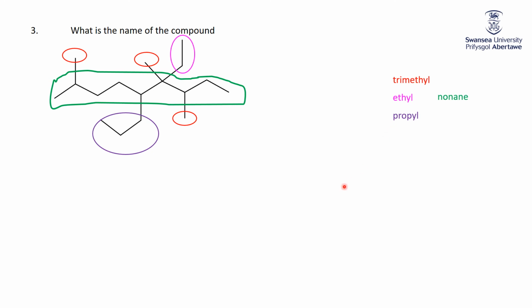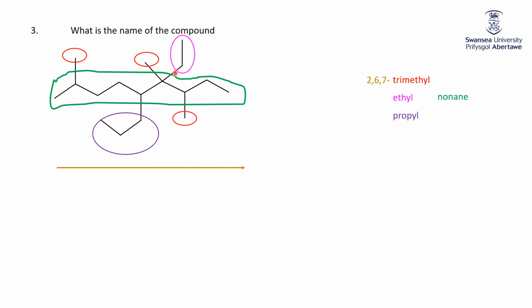Now, the numbering scheme, we could start at this end, we could start at this end. If we started here, the first branch would be at carbon 3. Here it's at carbon 2, so therefore we will start numbering from left to right. And that means the methyls at 1, 2, 3, 4, 5, 6, and 7. So 2, 6, 7 trimethyl.